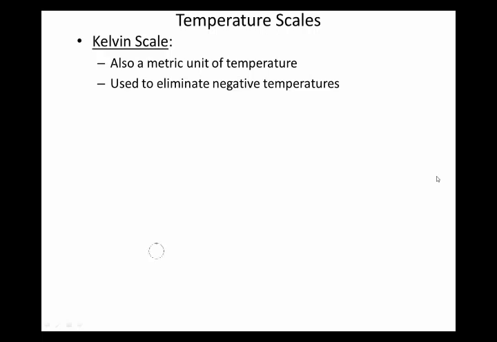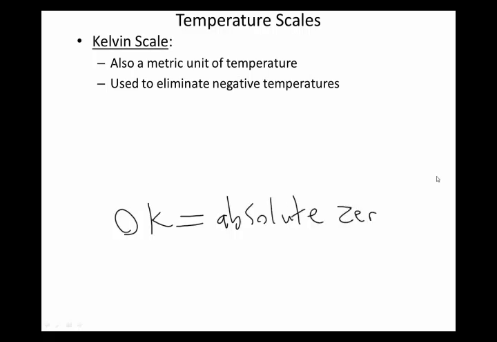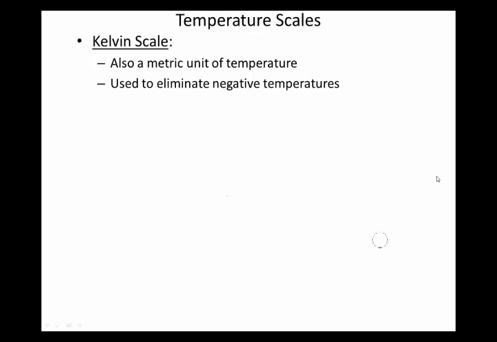0 Kelvin is also called, some of you may know this, absolute zero, because we cannot get any lower of a temperature than that. You can't have a negative, so it's absolute zero. It's nothing. We can't get lower than no kinetic energy.